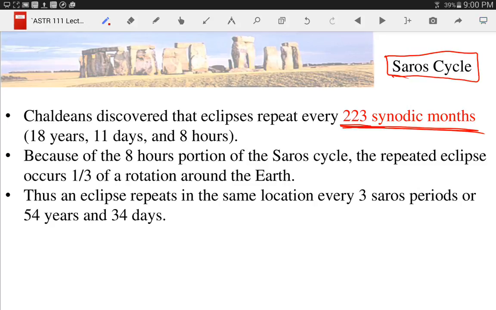You wait another Saros cycle, so another roughly 18 years, it'll be another 1/3 of the way around the Earth. And if you wait 3 Saros cycles, which is going to be 54 years and a month, it'll be back here in Lincoln again. So, every 54 years and a month, there'll be an eclipse here.